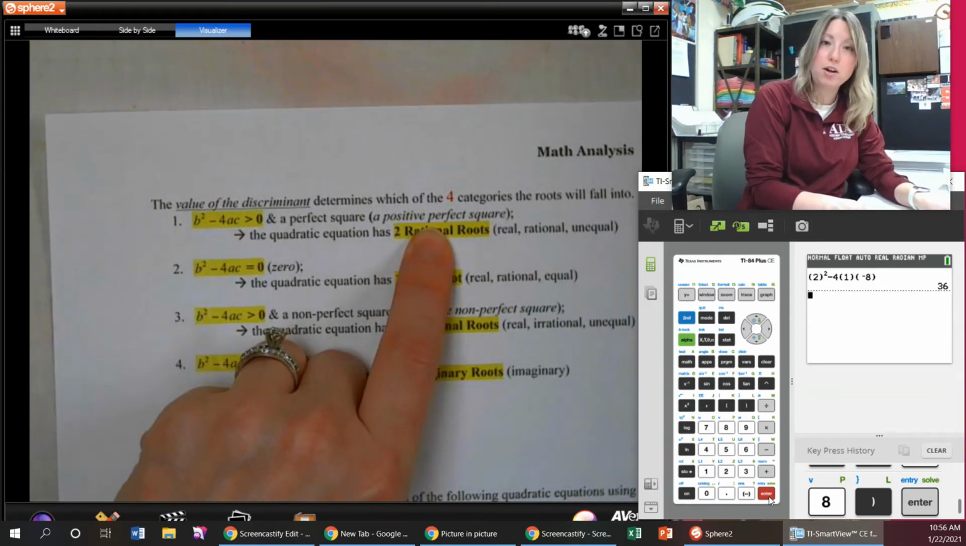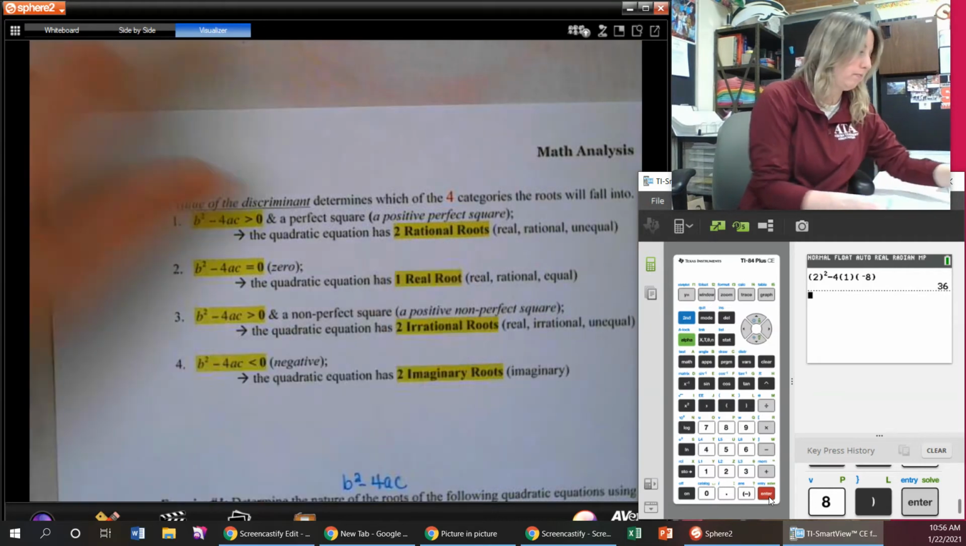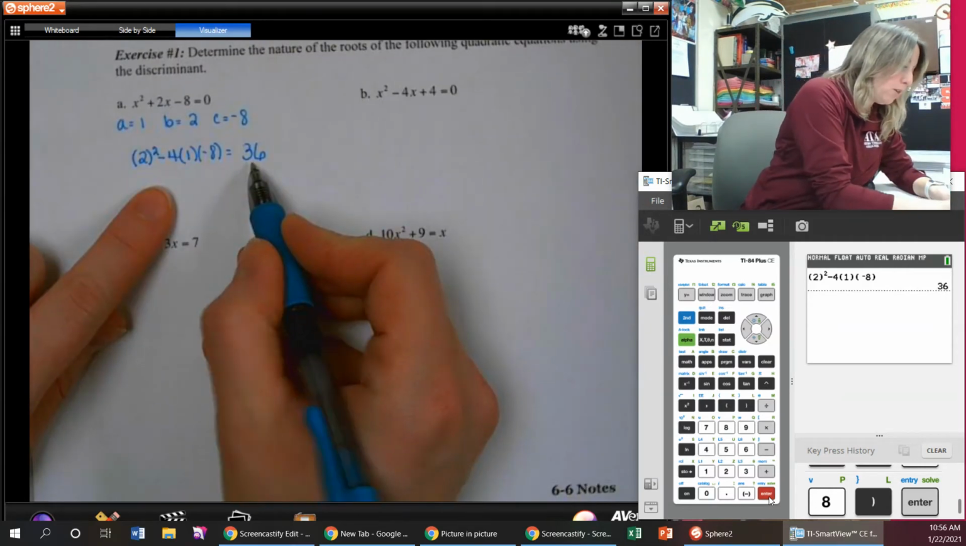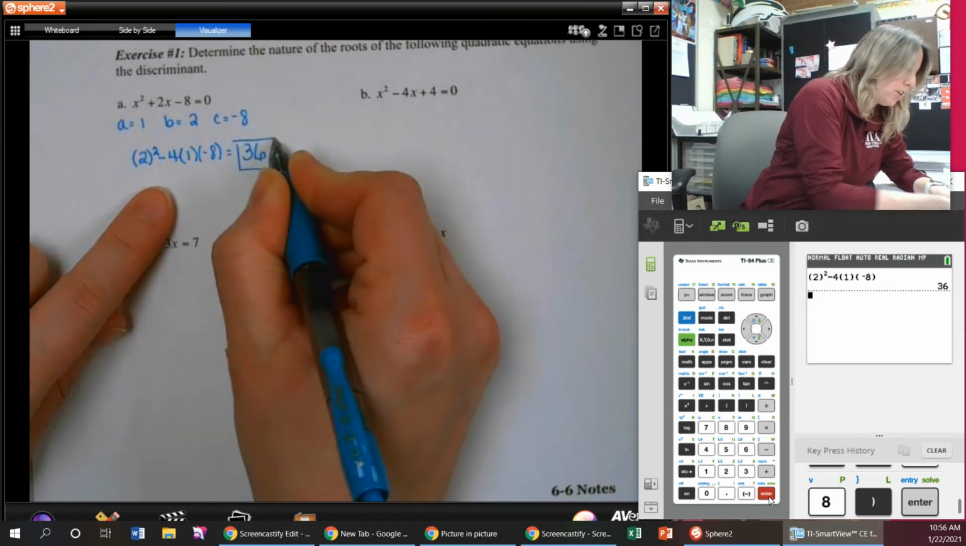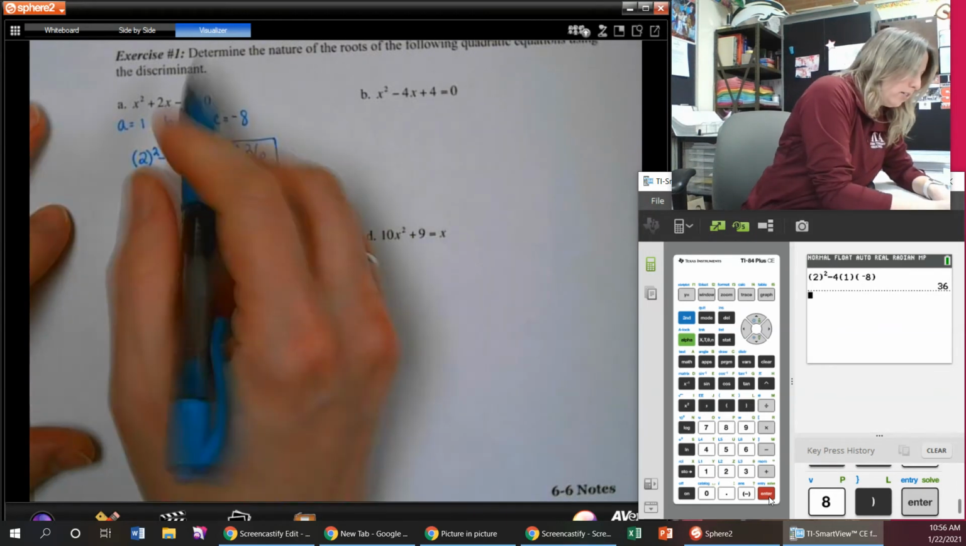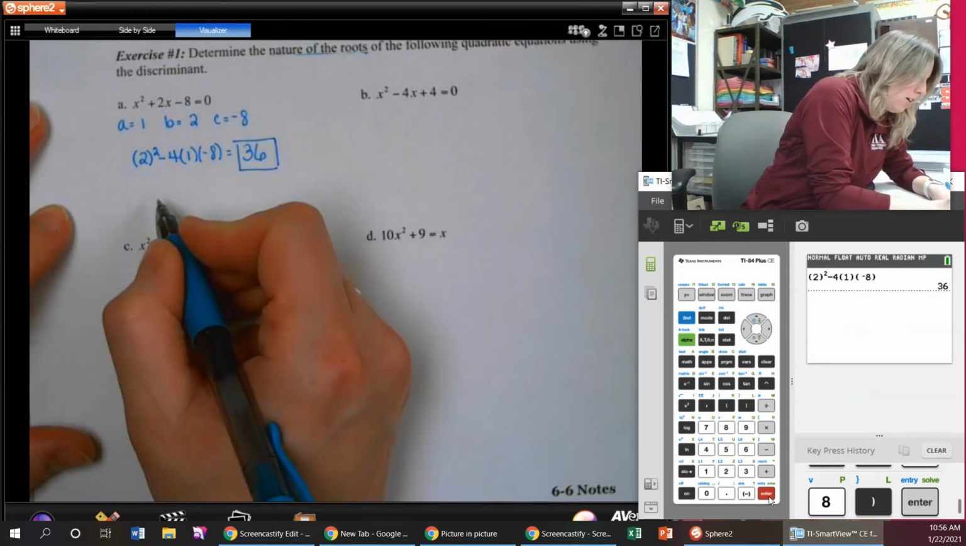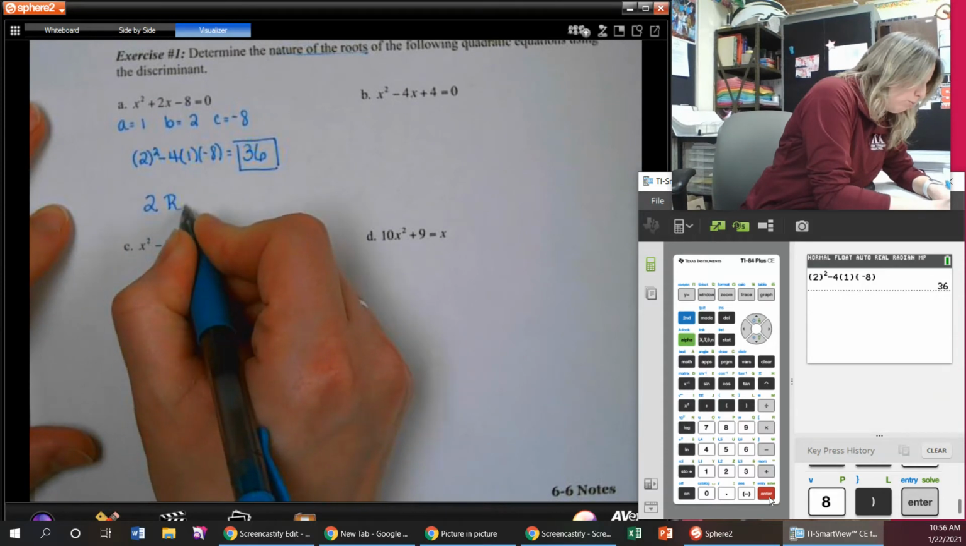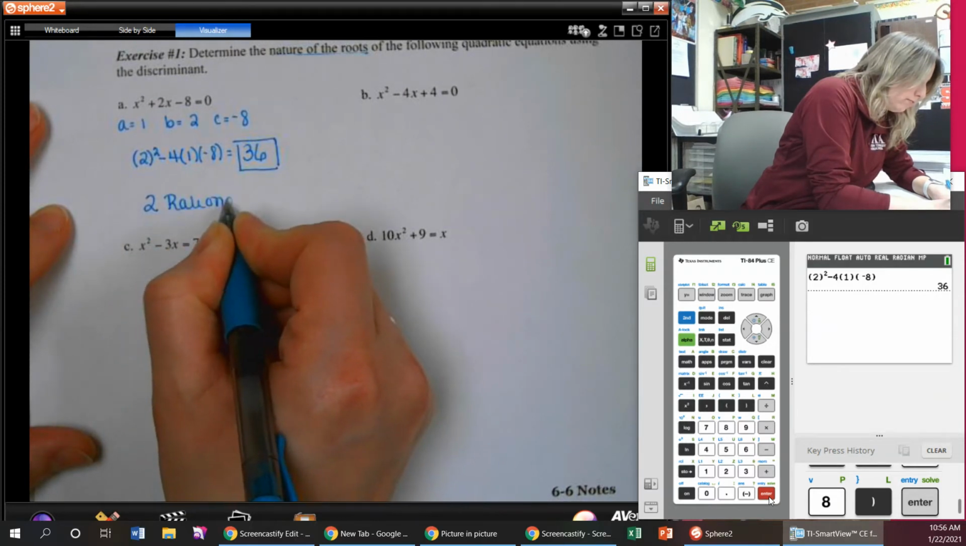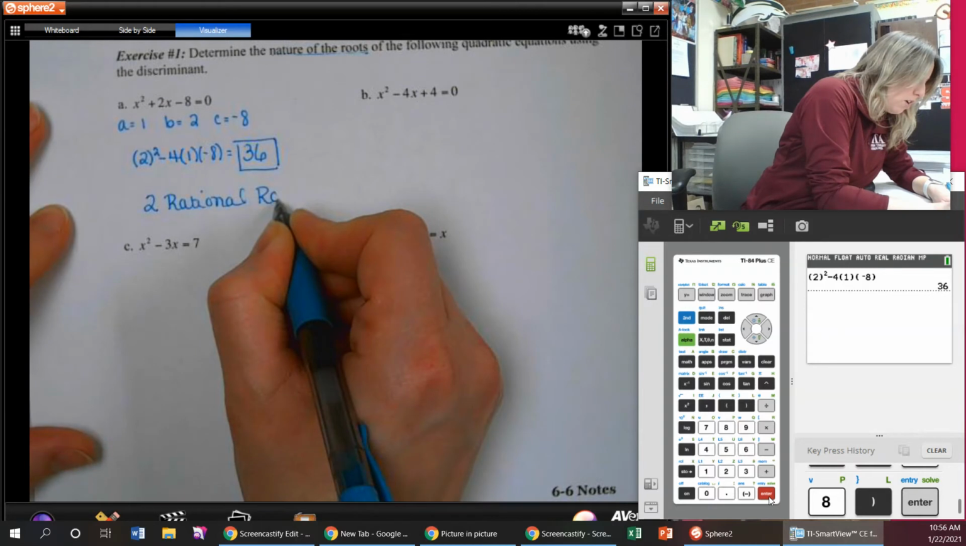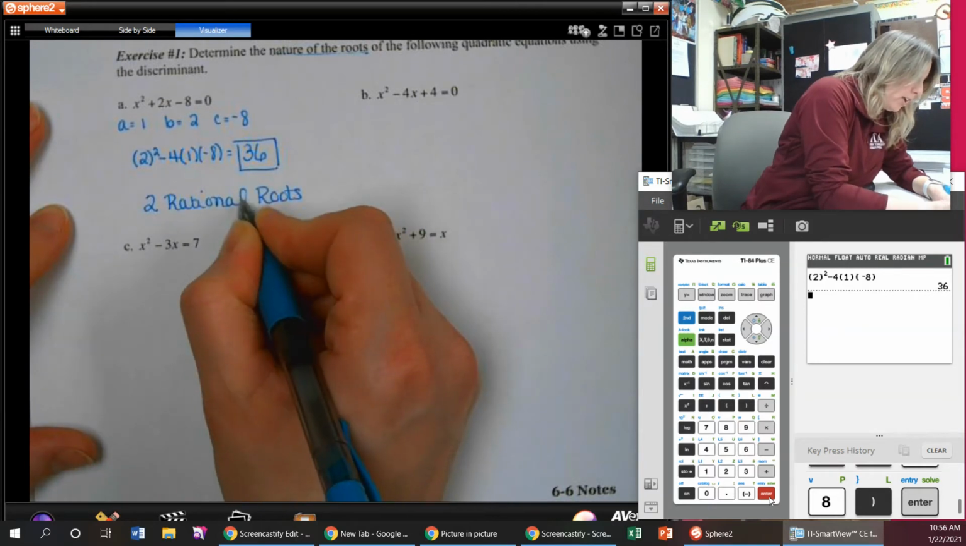Positive perfect square, 2 rational roots. So that's my discriminant. This is the answer to what my discriminant is equal to. And what does it mean the nature of the roots are? That would be 2 rational roots. And this is all I write as my answer.